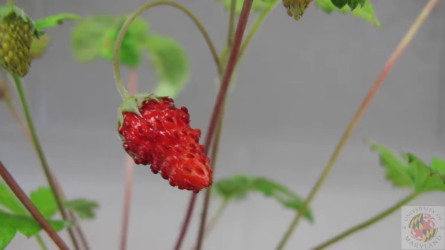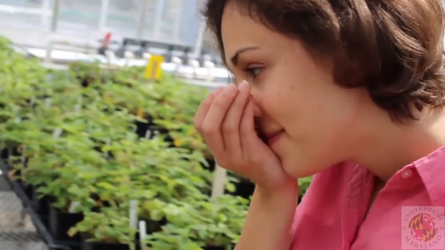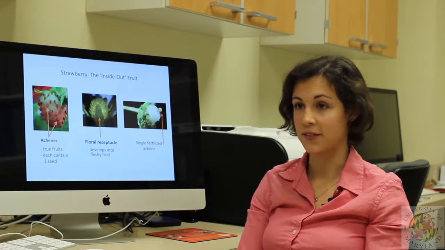My name is Rachel Shahan. I'm a graduate student in Zhongqi Lu's lab. This is my fourth year of my PhD, and I work on strawberry flower and fruit development. So in our lab, we're particularly interested in a diploid strawberry called Fragaria vesca.